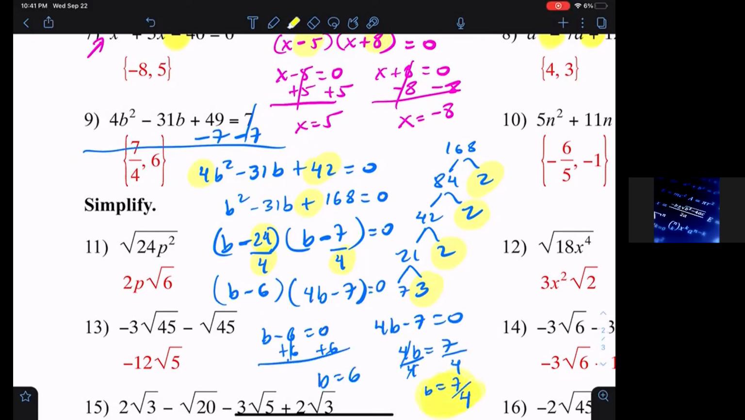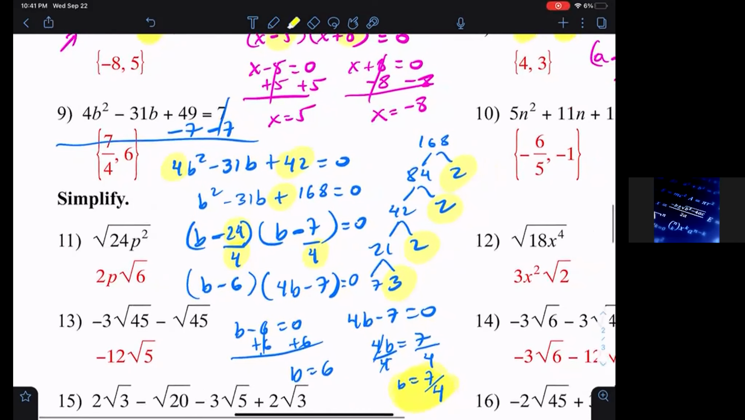That's the solution for this problem. So this one came out tedious because the number was big. Let's continue.